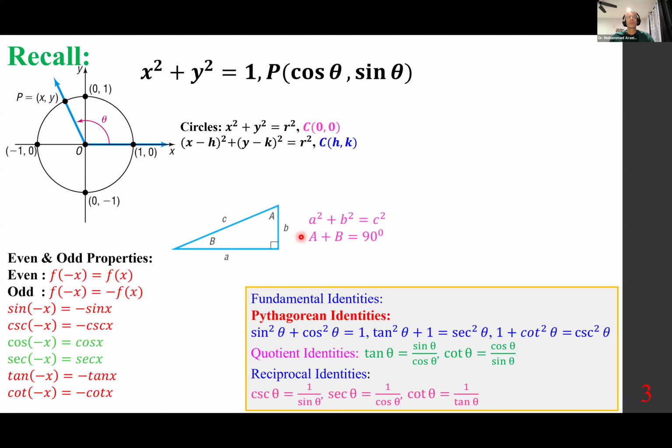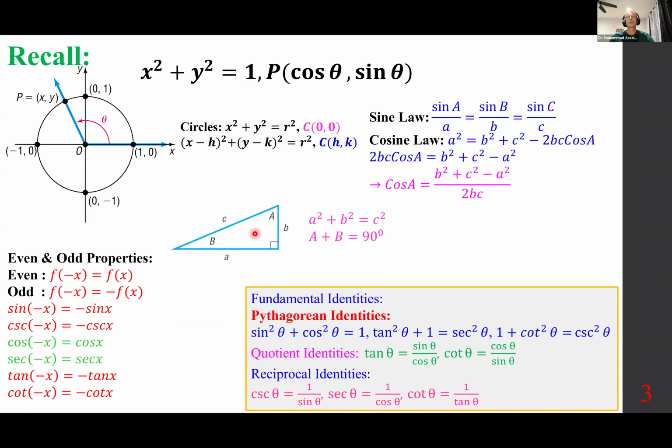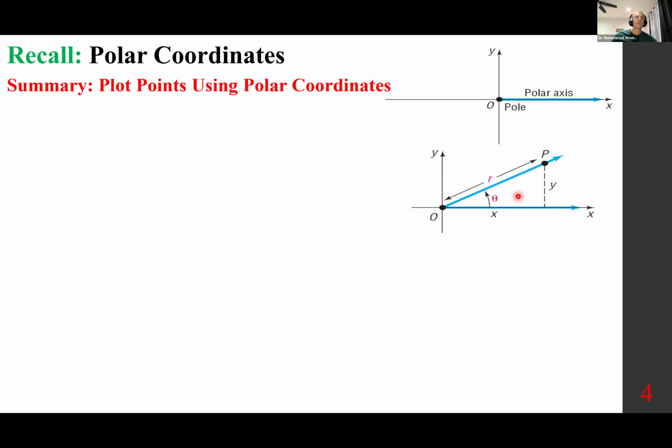A squared plus b squared equals c squared, and A plus B equals 90 degrees when you're dealing with the right triangle. Law of sines and cosines: sine A over a equals sine B over b equals sine C over c. And the cosine law, a squared equals b squared plus c squared minus 2bc cosine A. You can solve for cosine A to get b squared plus c squared minus a squared over 2bc.